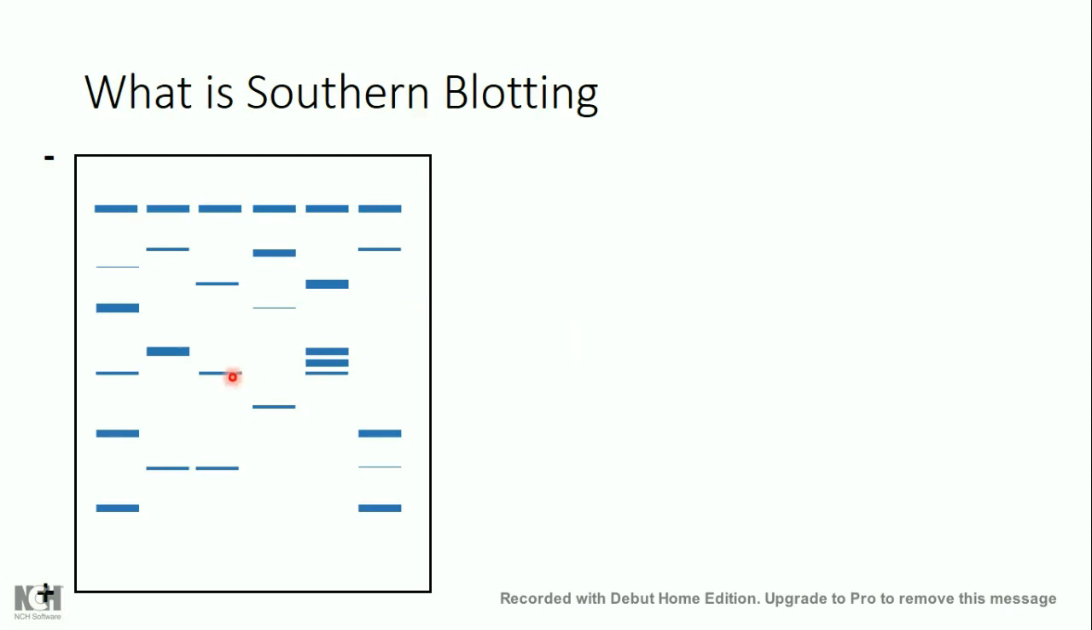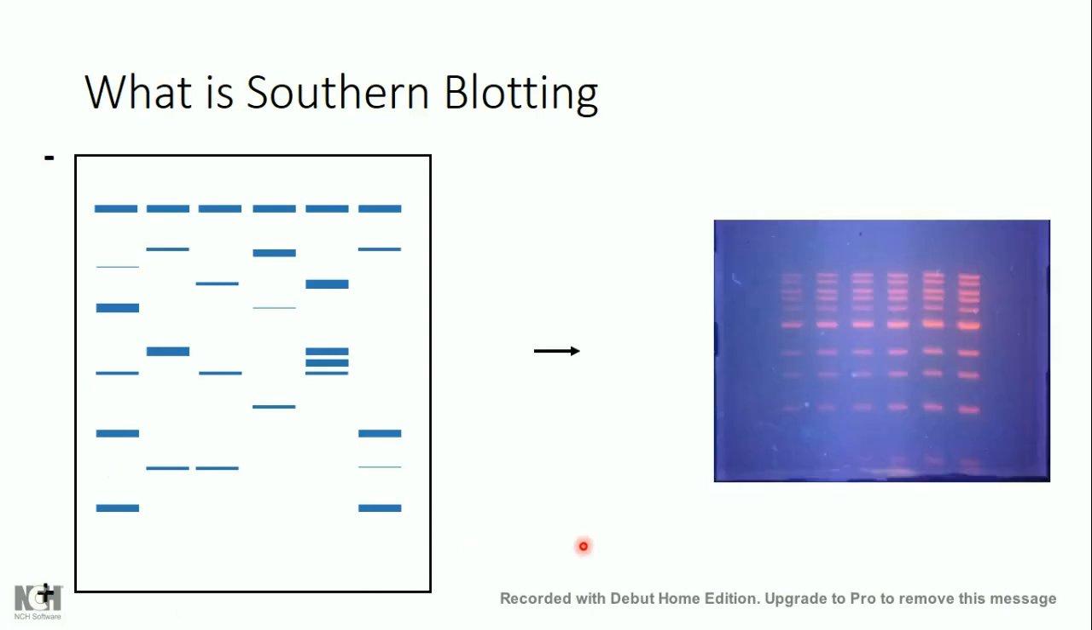The thing is that in order to search for a specific sequence, I should perform southern blotting. Why? Because if I visualize the gel using ethidium bromide, SYBR Green, or other molecules, as I told you in the previous video about agarose gel electrophoresis, I would see the gel like this. I cannot differentiate the sequence of my interest, or the gene of my interest, from other genes. And to do so, I should perform southern blotting.